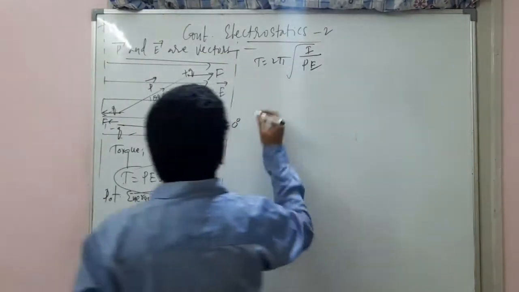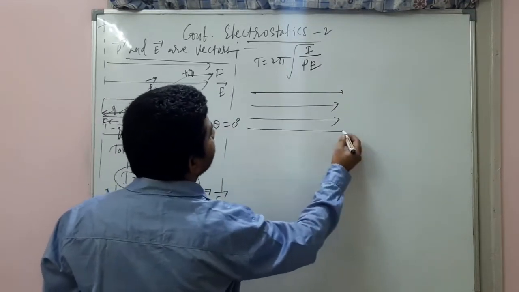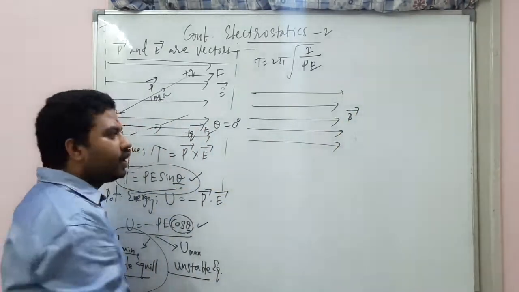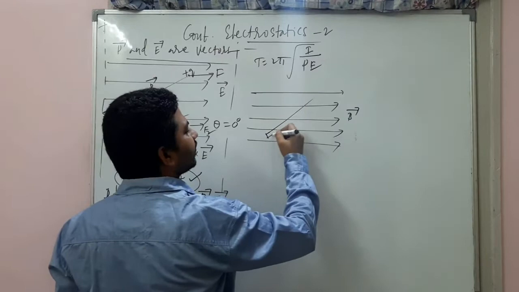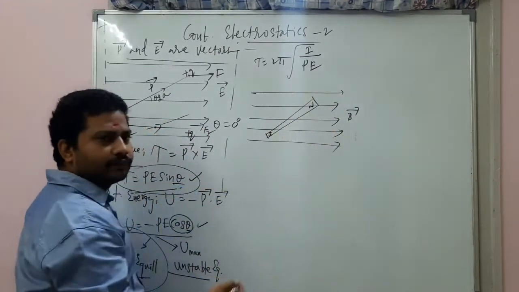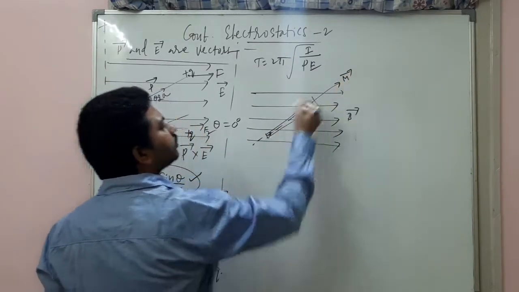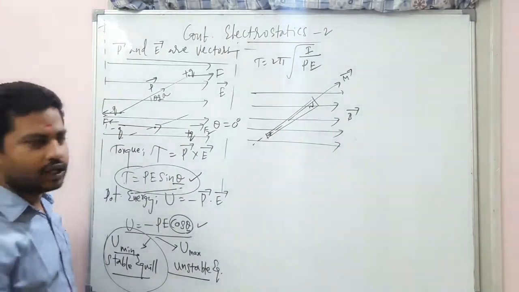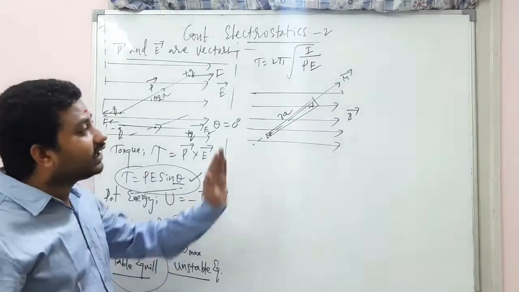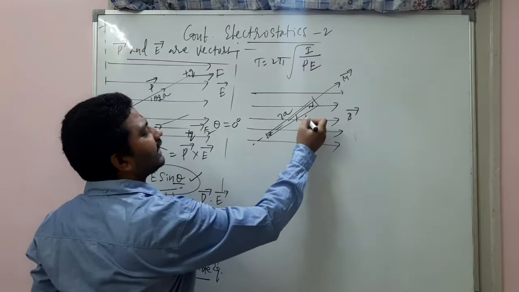For example, here I have considered a uniform magnetic field B bar. There is a bar magnet placed here, with the south pole here and the north pole here. The magnetic moment is directed from south pole to north pole. Look at this, the distance between the two poles is 2a. Here also, the magnetic moment and the magnetic field are at an angle theta.